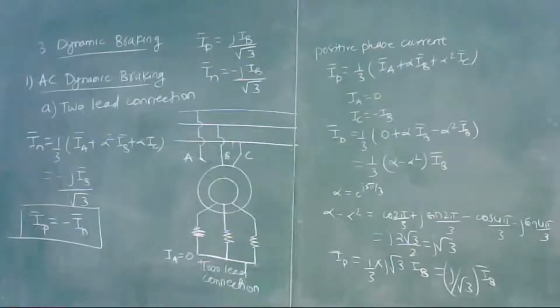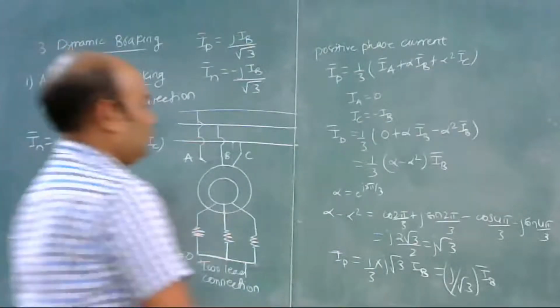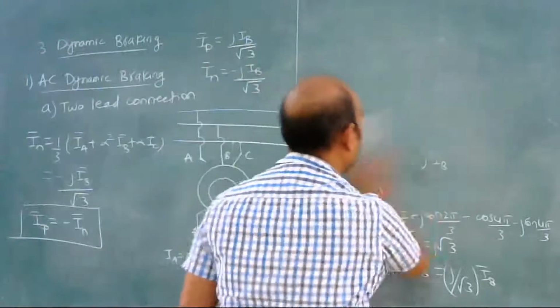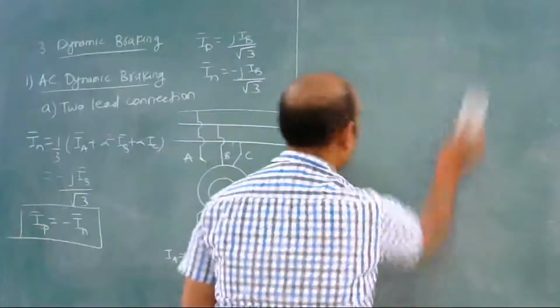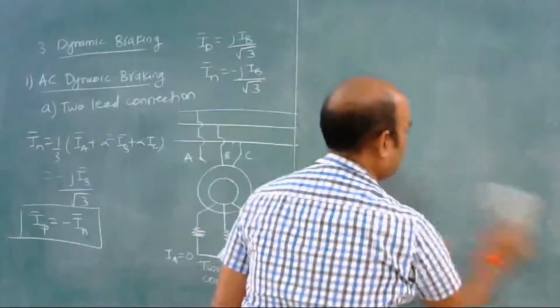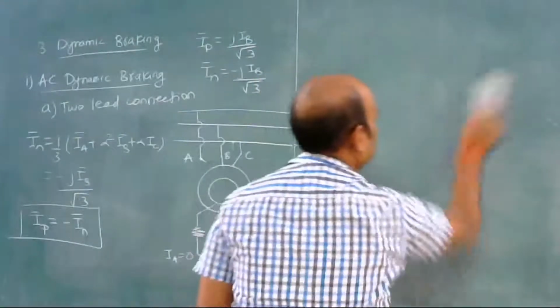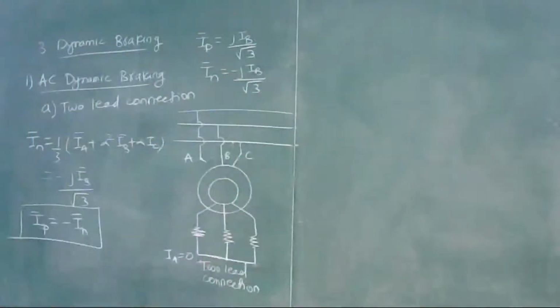So an equivalent circuit diagram can be drawn, keeping in mind that IP is equal to minus IN. This will represent a series connected network.